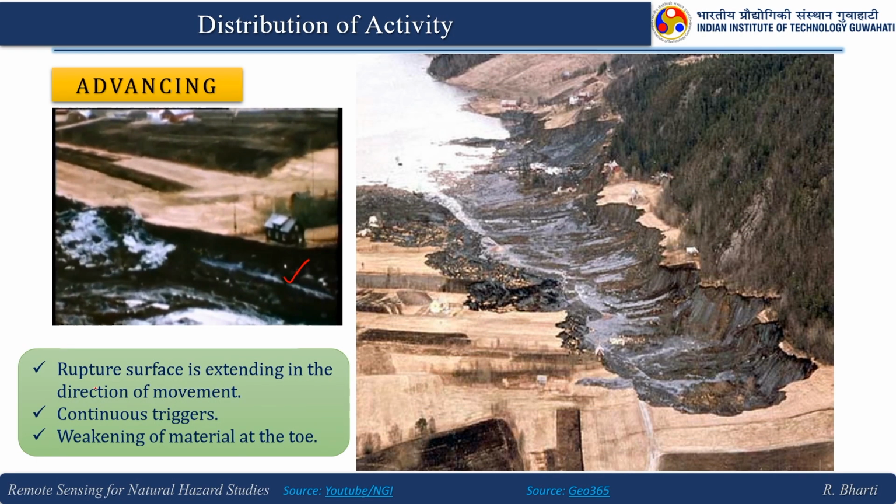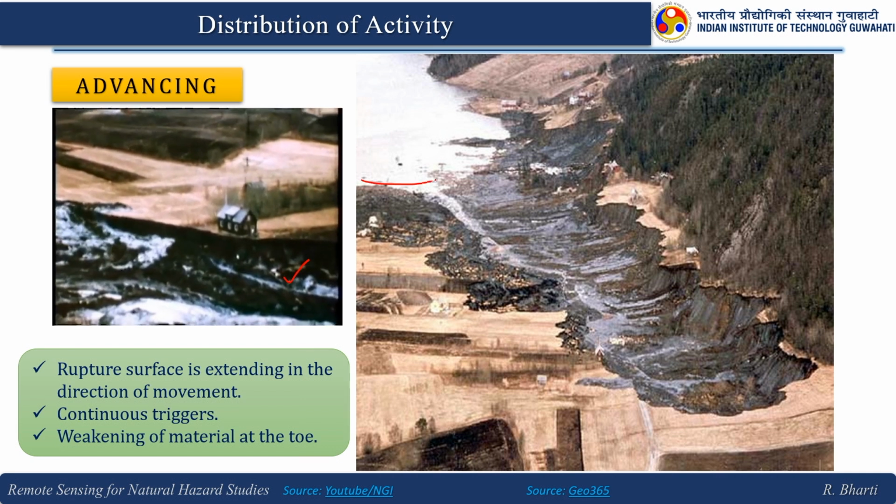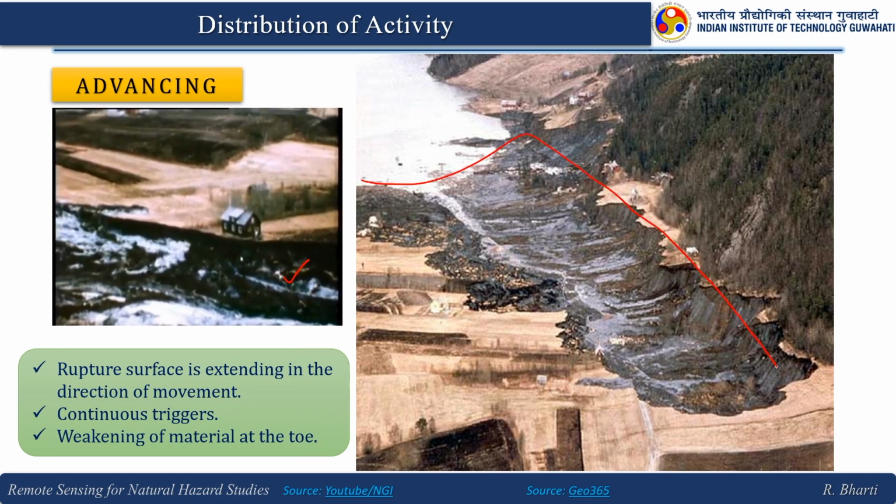So, here this particular image will help you to understand this phenomenon, advancing. The rupture surface is extending in the direction of movement. So, this is in this direction. Continuous trigger, this is continuously happening, right. So, it is changing. Then weakening of material at the toe here.